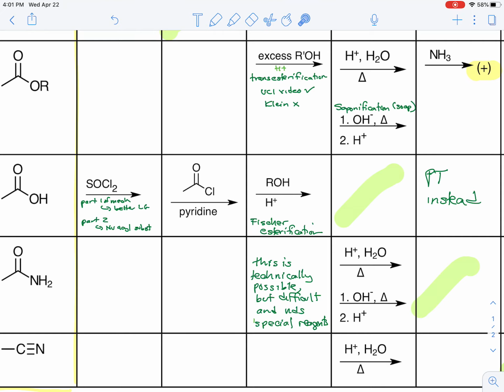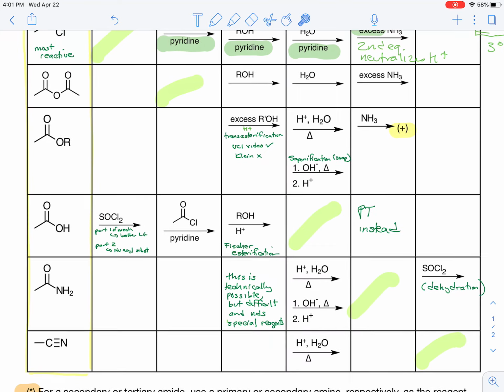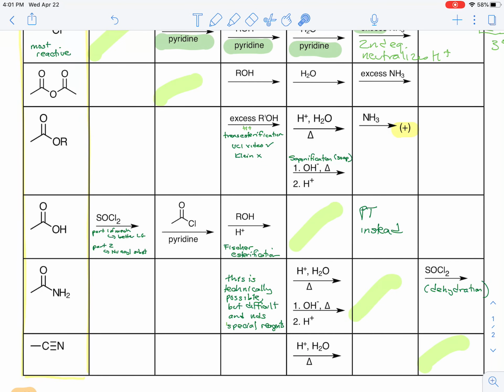So we can react them with thionyl chloride, much in the way we reacted alcohols with thionyl chloride. Part 1 of the mechanism converts the OH into a better leaving group. Part 2 of the mechanism actually is a nucleophilic acyl substitution. We can react them with acyl halides to make anhydrides. We can react carboxylic acids with alcohols in the presence of an acid catalyst. And this is a Fischer esterification, which is a lab that we do in Chem 24.